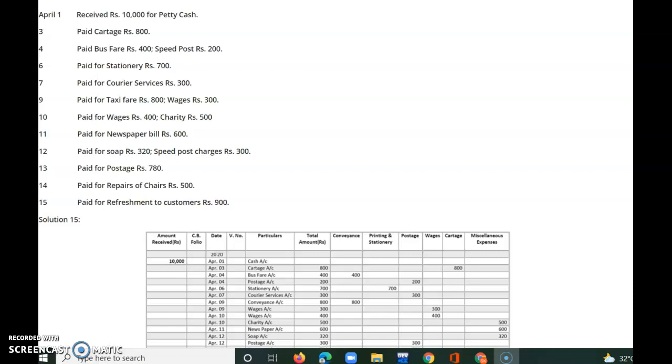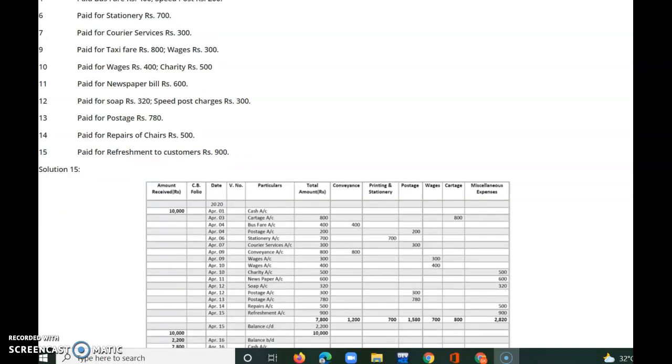Paid for stationery 700. We have a separate column for printing and stationery, 700 to be written here. 700 to be written in the total amount column. Then we have paid for courier services. These are also basically a part of printing and postage. So we will write here that paid for courier services rupees 300 here, and 300 also written in the total amount column.